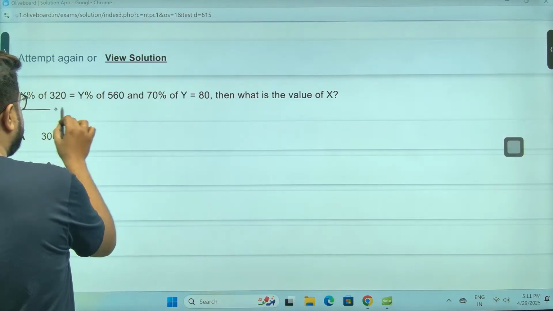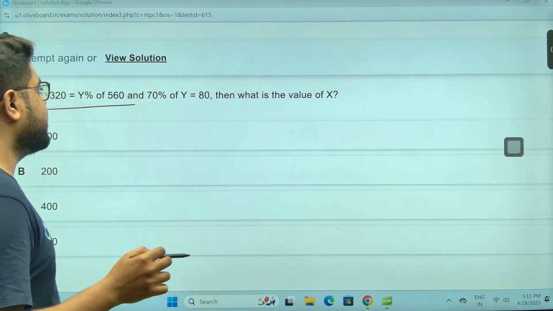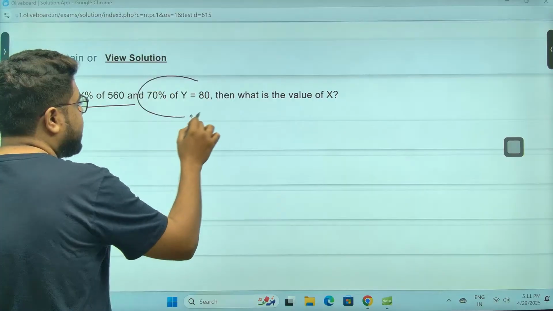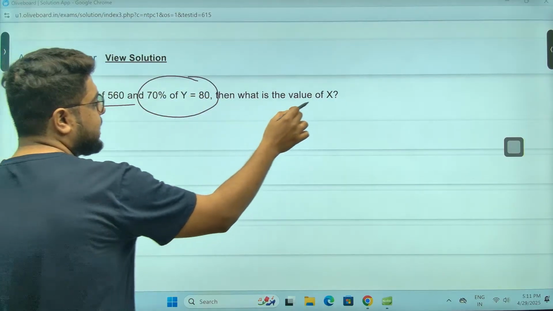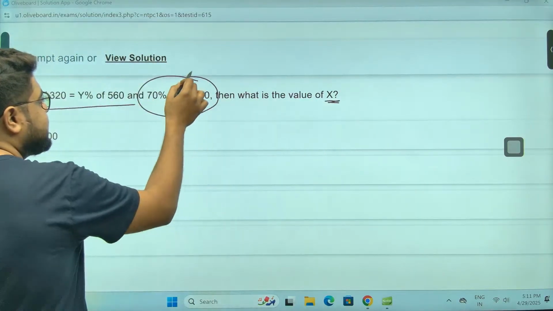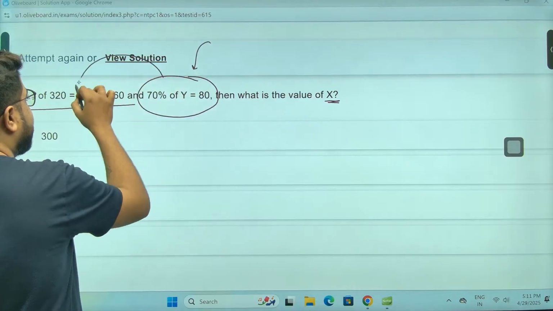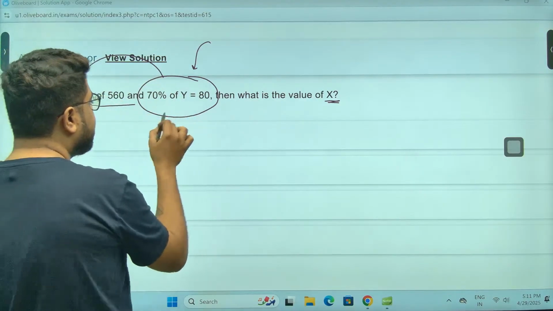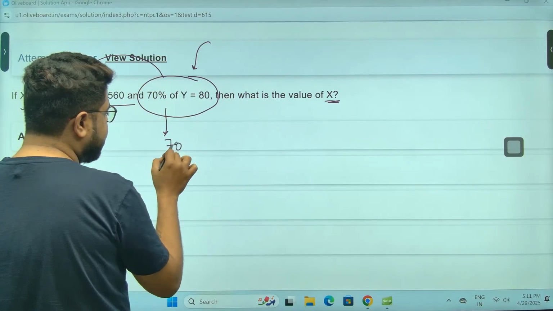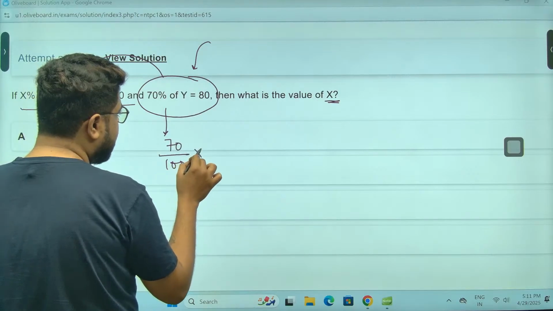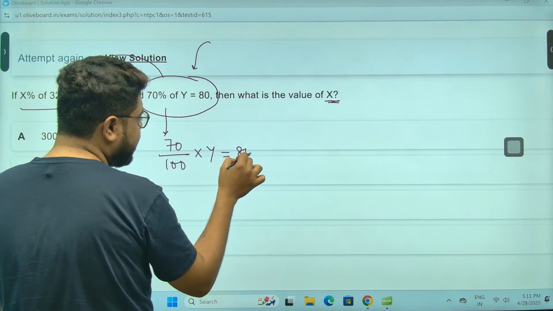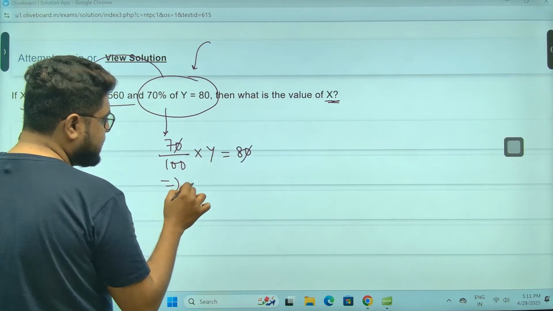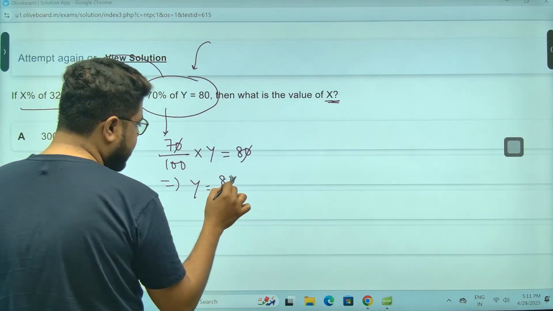X percent of 320 is Y percent of 560, and the Y value we can figure out from here. Then they are asking X. So let's figure out Y. 70% means 70 by 100 of Y. It is equal to 80, sir. So Y will be 800 divided by 7.